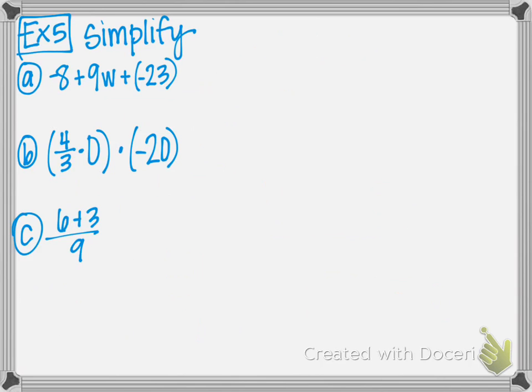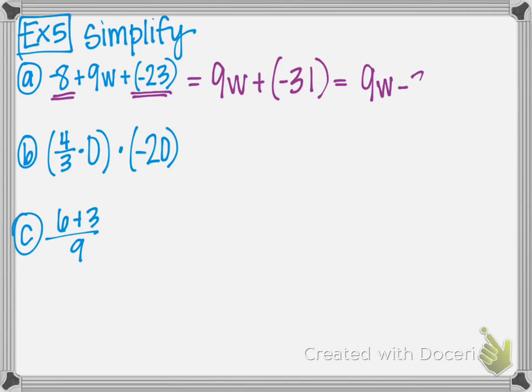Alright, example 5, I want you to simplify. So I want you to use the order of operations, and I want you to remember how you can add like terms. So -8 and -23 I can combine. So that means that's going to be 9W plus, and these are same sign, add and keep. So that's going to be -31. And you don't want to write it that way. So let's write it out in a simple version. 9W minus 31.